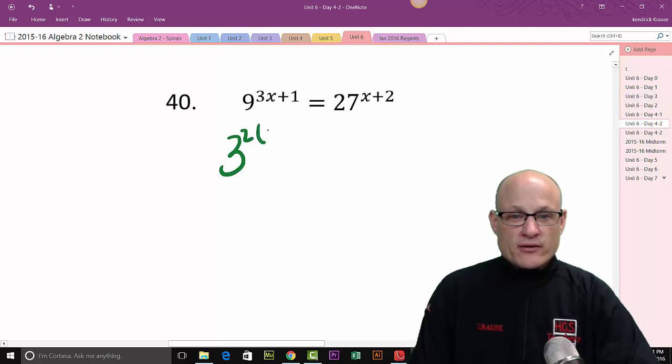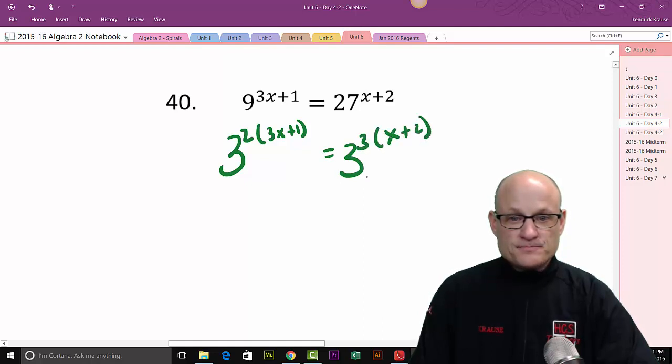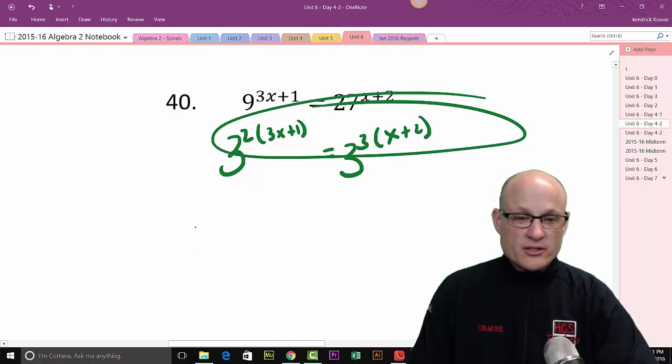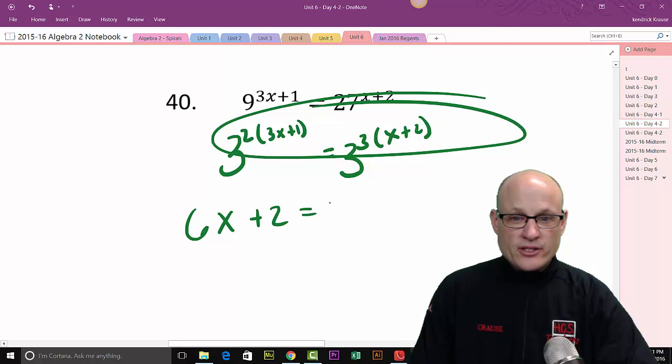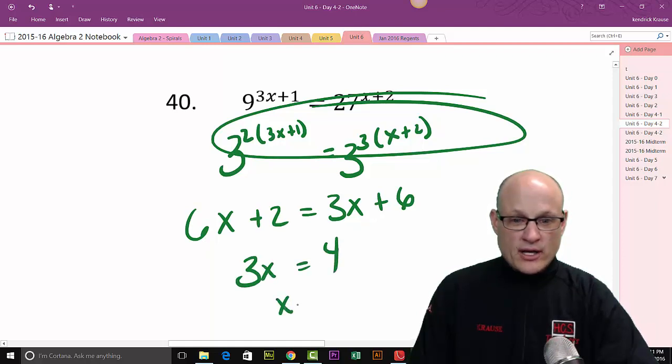3 squared to the 3x plus 1 equals 3 cubed to the x plus 2. Set the exponents equal to each other. 6x plus 2 equals 3x plus 6. All right, bring that over. I get 3x equals 4, or x equals 4 over 3.